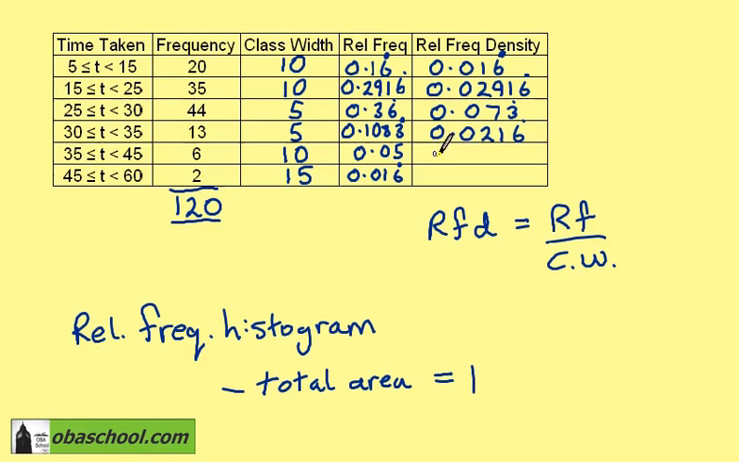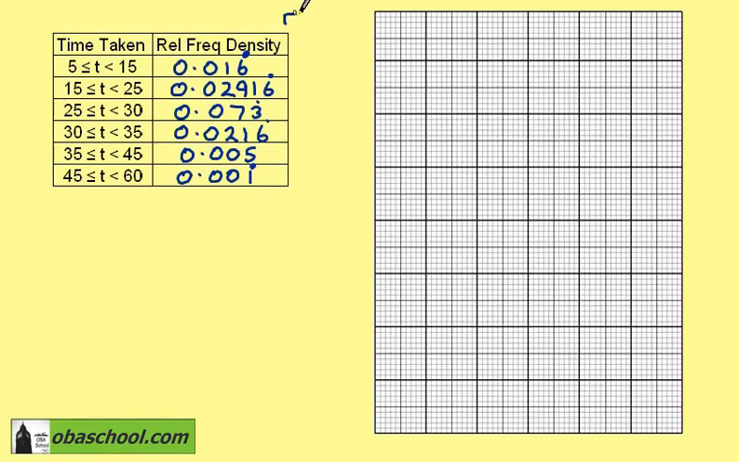This is going to be 0.005. And finally, this one divided by 15 is 0.001 recurring. Now to plot the graph, relative frequency density goes on the vertical axis.